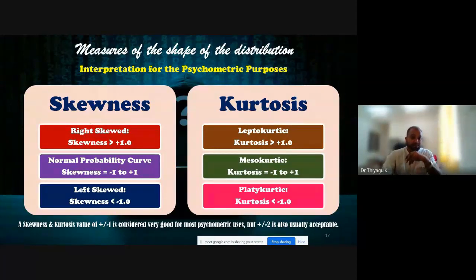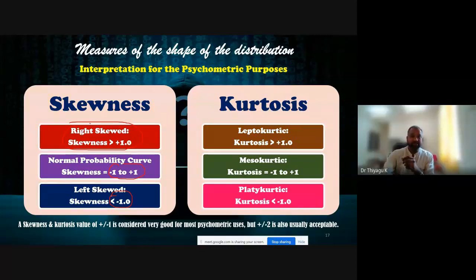The right skew means it's above plus one. For the normal probability curve, we can accept the region from minus one to plus one. For left skewness, we use less than minus one, so anything less than minus one we may treat as a left skew. It's only for psychometric purposes, when we do interpretation, we can adopt it.